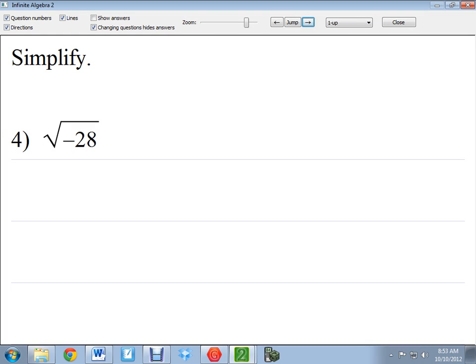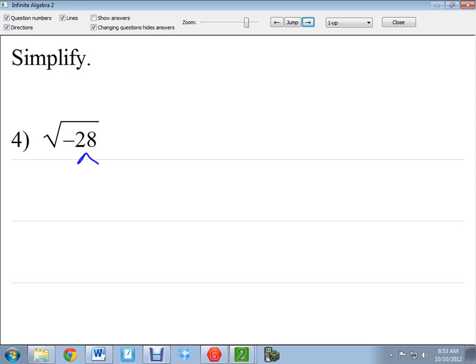Today we're talking about complex numbers and imaginary numbers, and the first thing we're going to talk about is simplifying a square root of a negative number. So we have here an example, the square root of negative 28, and that is not possible in the real number system, because a square root of a number means what number times itself gets you this, and you can't multiply a number times itself to get a negative.